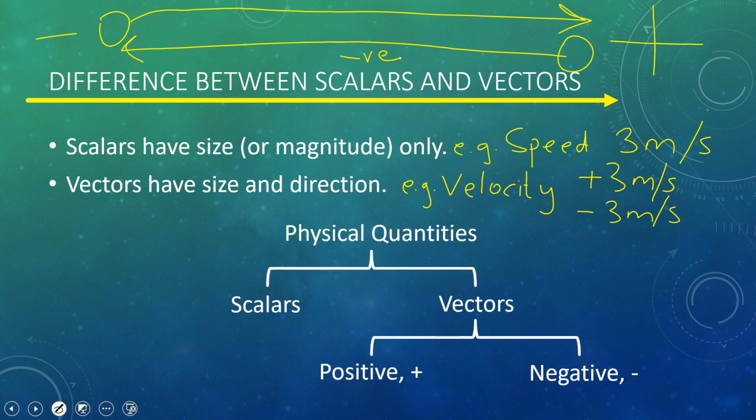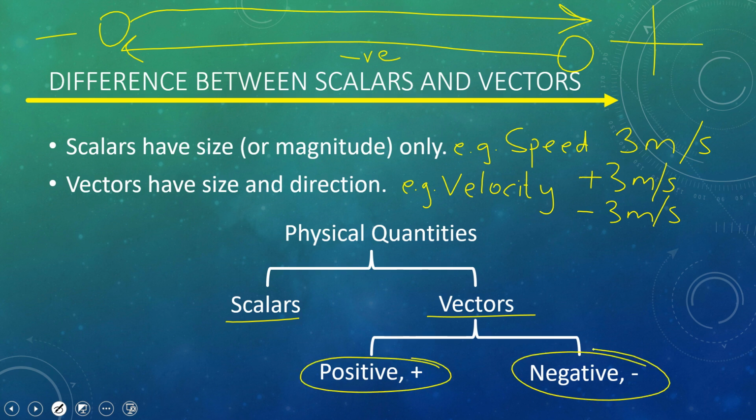So here's a handy diagram which would help us understand the links between all these quantities. Physical quantities can be split into scalars and vectors. Vectors have also got a directionality element, and they can be positive or negative. And you can change them. You can call left to be positive and right to be negative, and that's equally valid, which means then traveling to the left would become positive.